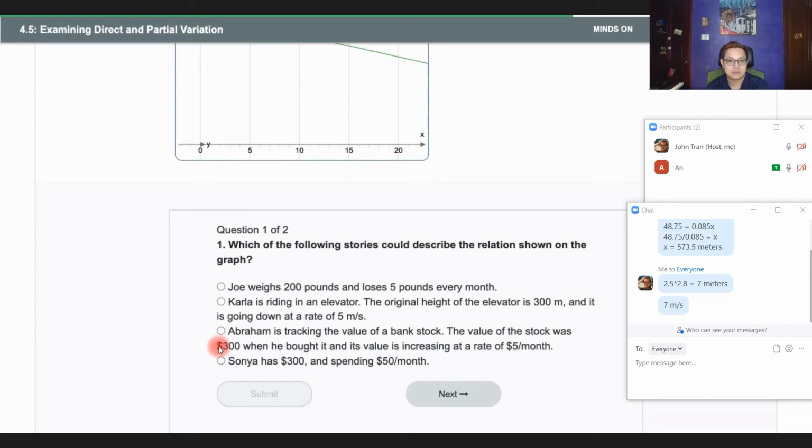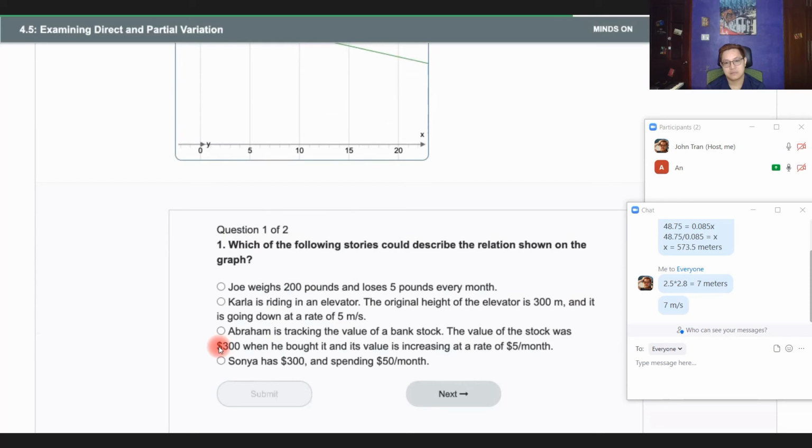Abraham is tracking the value of the bank stock. The value of the stock was $300 when he bought it. But the value increased, but this graph is decreasing. So, no. Aura is riding in an elevator. The original height of the elevator is 300 meters, and it's going down at a rate of 5 meters per second.